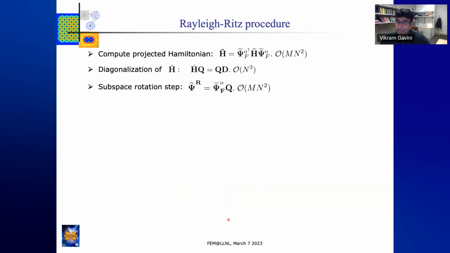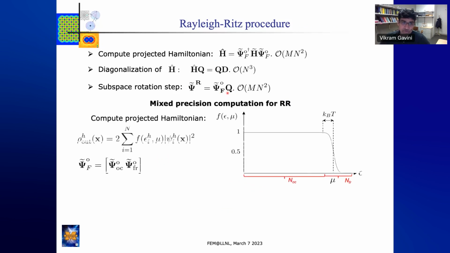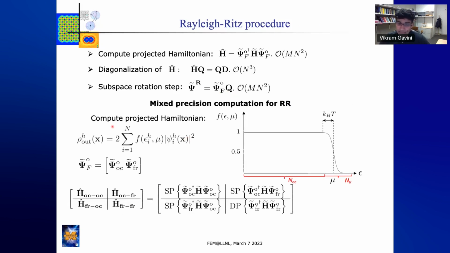So the final step is the Rayleigh-Ritz procedure, where we project the problem into this orthogonal Chebyshev filtered subspace, and then we diagonalize in the smaller H hat, and then we compute the wave functions in the finite element space by the subspace rotation procedure. Even over here, there is a strategy where we can do some so-called spectrum splitting to take advantage of mixed precision compute as well as overlapping compute and communication.